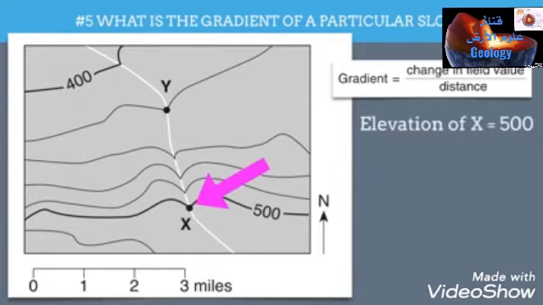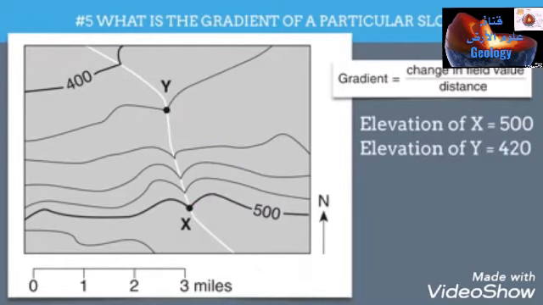Now, point x is easy because it's on this line labeled 500. So x has an elevation of 500. Now, if you were to figure out the contour interval here, you would see that it's 20. And by doing a little bit of math here, you would see that point y has an elevation of 420. So I've got my changes in field value. It changes from 500 to 420.